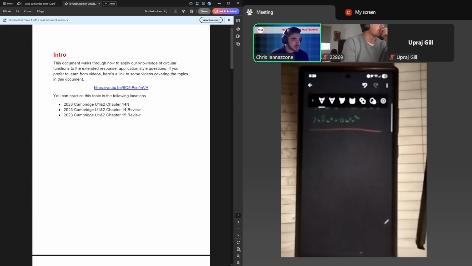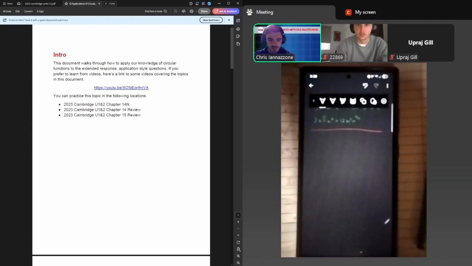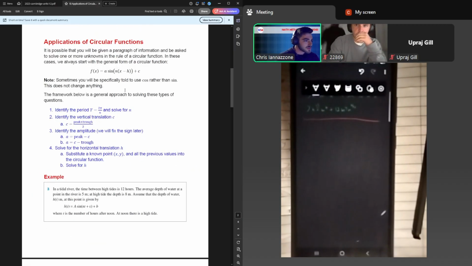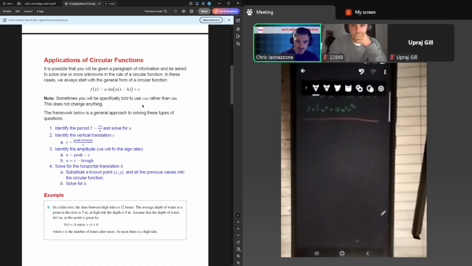So, for today's class, we're going to have a look at how to handle the application style questions, specifically around circular functions. Up until now, we've done pretty much all the theory on how we do circular functions. We're now looking at how we can apply that to the extended response style questions. For the first part, we'll be working out of the screen share, and we'll take it from there.